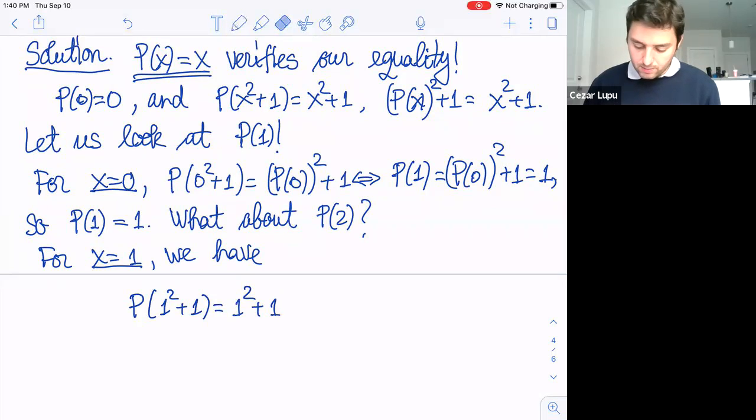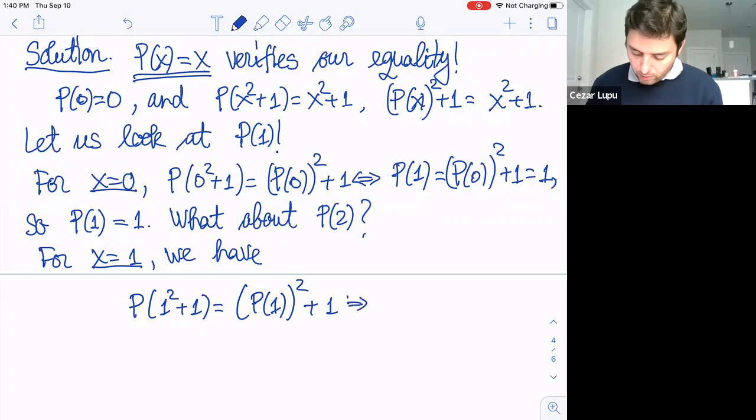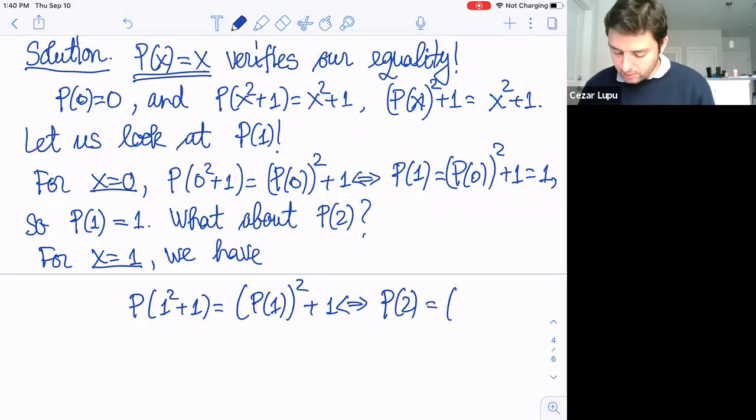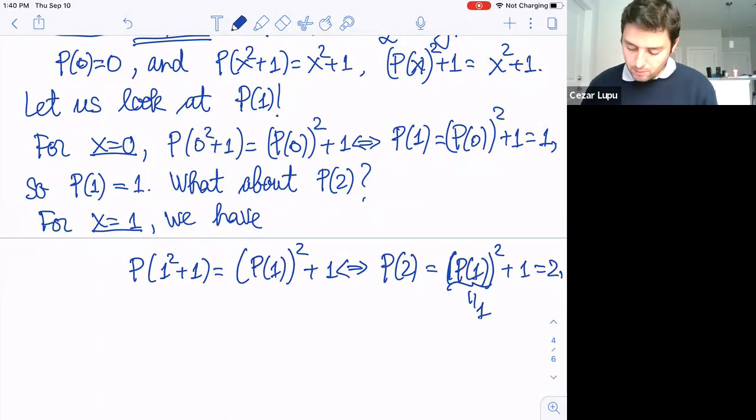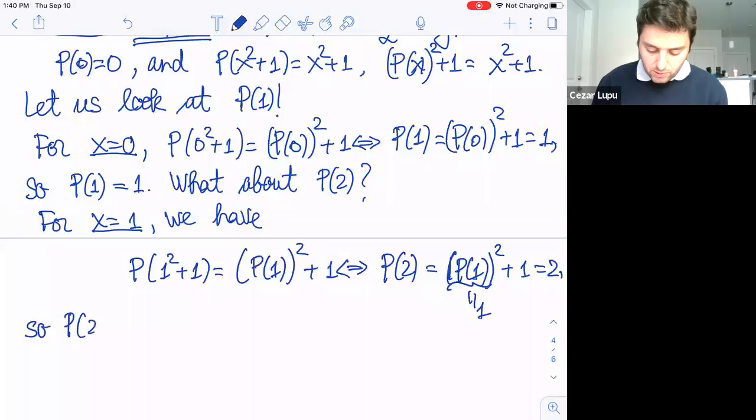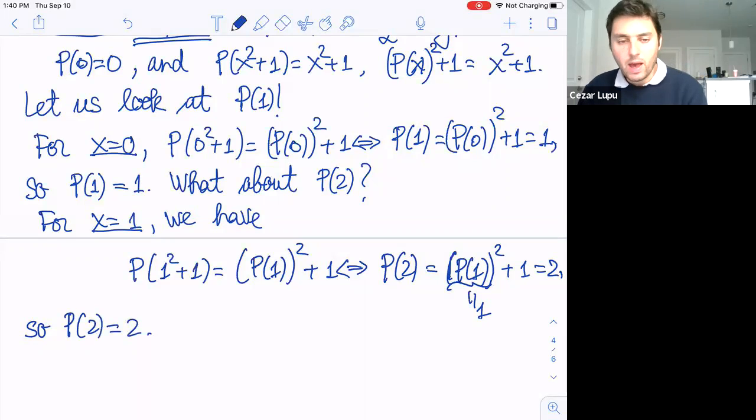Oh, sorry, what am I doing here? It is P of 1 squared plus 1. Okay, so this guy on the left-hand side is P of 2, and this guy on the right-hand side is P of 1 squared plus 1, but this guy is 1. So again, this will be 2. So we also have P of 2 equals 2. So for 3 values, P of x is the same as x.